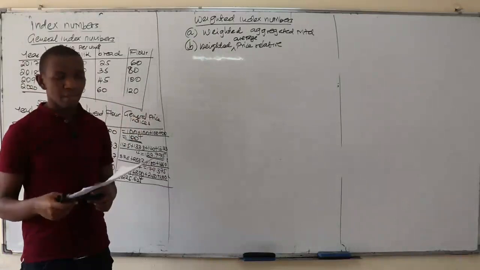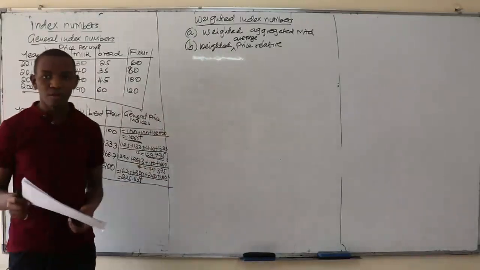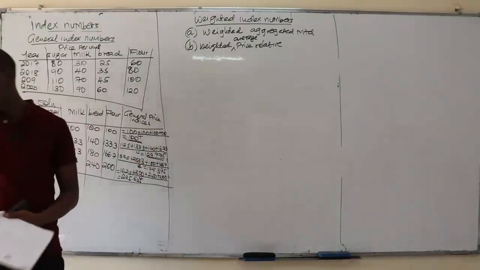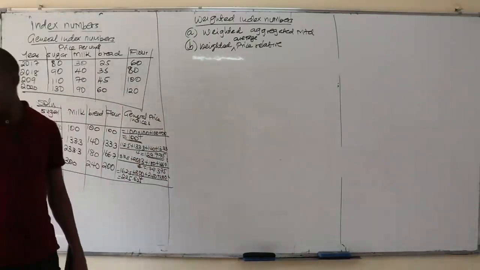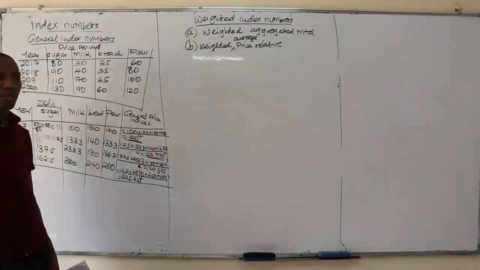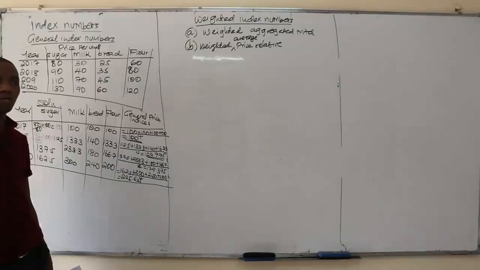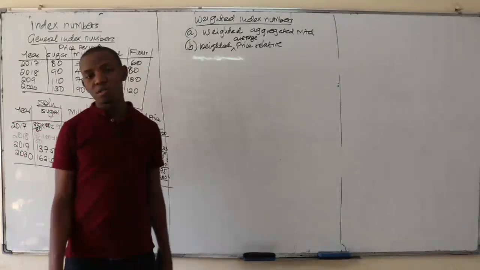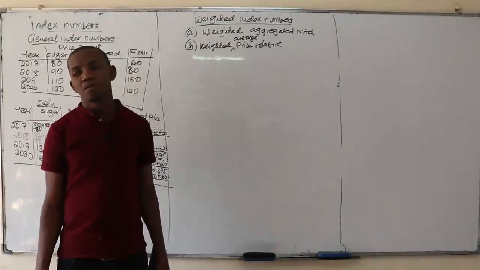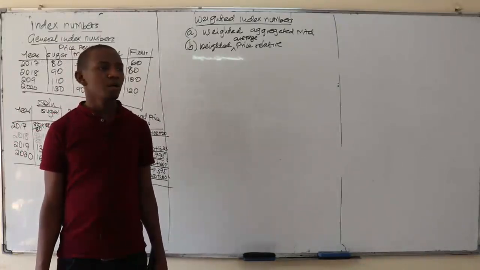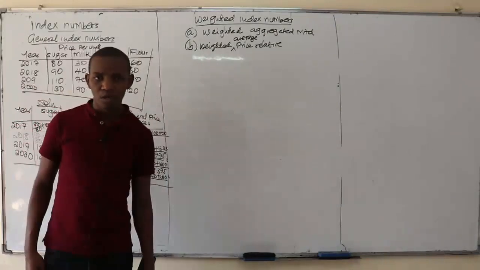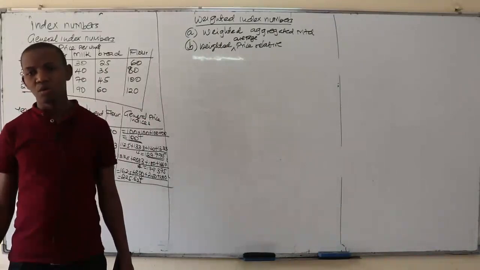So we write and say on the weighted aggregate method, this is where weights are determined on the basis of the quantity produced, consumed or sold.